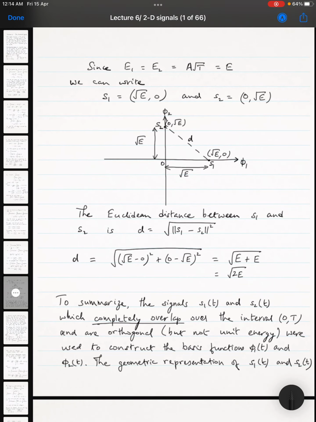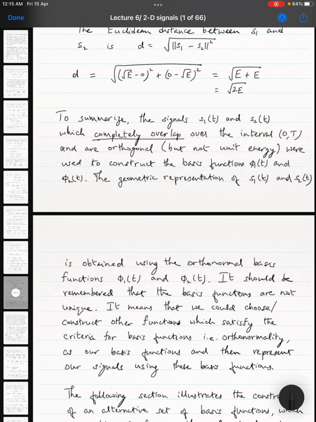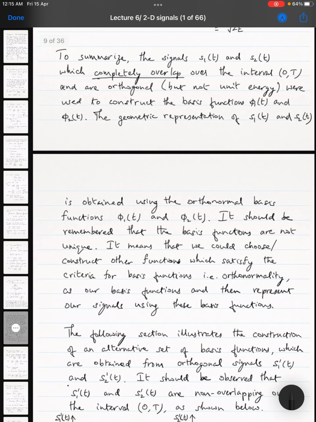Now to summarize all of this, we see that the signals S1 and S2 are overlapping signals over the interval 0 to T, and they are orthogonal with respect to each other, but they are not unit energy. The signals S1 and S2 themselves are not unit energy signals, but the basis functions that we constructed using these signals are orthogonal as well as unit energy. So once we obtain the basis functions which are orthonormal, we get the geometric representation of the signals. That's the general procedure which we are all familiar with.